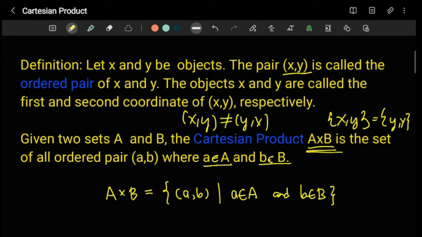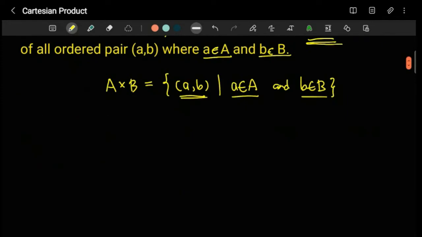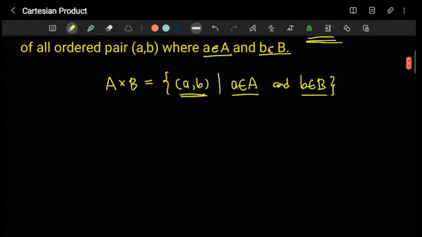In mathematical symbols, A cross B is the set of all ordered pairs (a, b) such that a is in A and b is in B. Okay? It's very important that we know how to express this in math symbols, because proving relies on being able to translate everything mathematically. So let's give now the properties of the Cartesian product. But before the properties, let's have some examples.